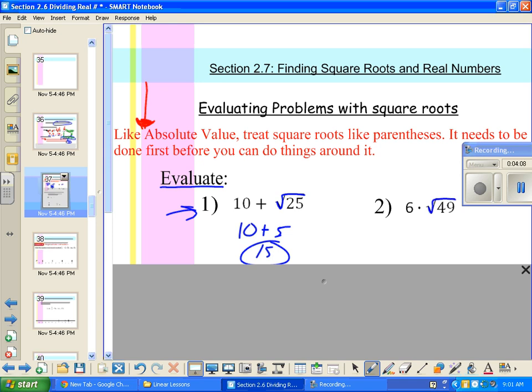Same thing with this next one. Square roots come before multiplication because I have to figure this out first. 6 times the square root of 49, which is 7. 6 times 7 gives me 42.